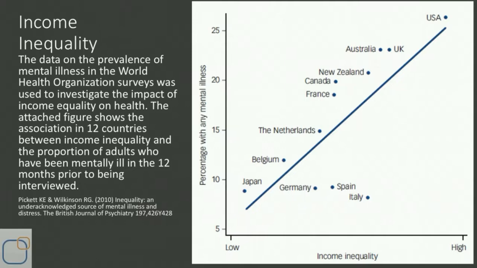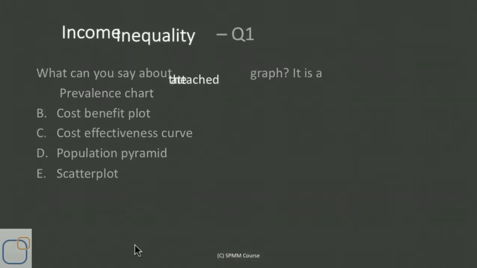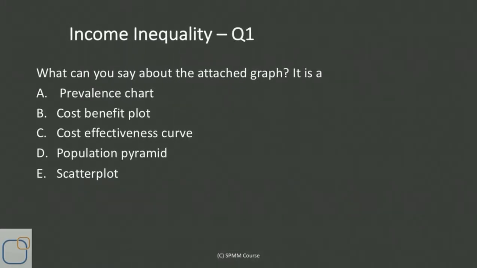The data on the prevalence of mental illness in the World Health Organization surveys was used to investigate the impact of income inequality on health. The attached figure shows the association in 12 countries between income inequality and the proportion of adults who have been mentally ill in the 12 months prior to being interviewed. So this is the relationship between income inequality and percentage of adults with mental illness. And you have 12 countries which are plotted here. Let's see what are the questions that come up. The first question, what can you say about the attached graph? It is a prevalence chart, cost benefit plot, cost effectiveness curve, population pyramid, scatter plot.